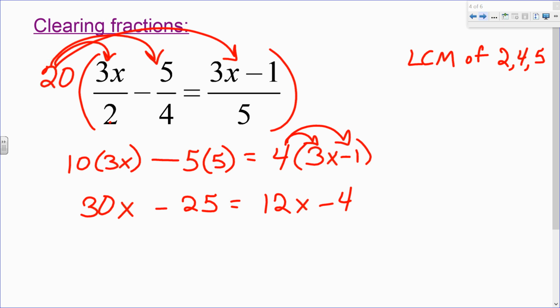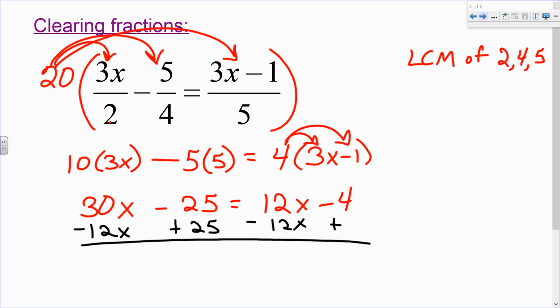So get the x's on one side, and numbers on the other side. When you have your answer, type it in chat, but wait to hit send. And send.